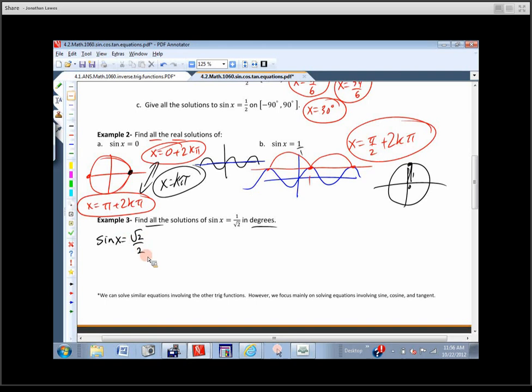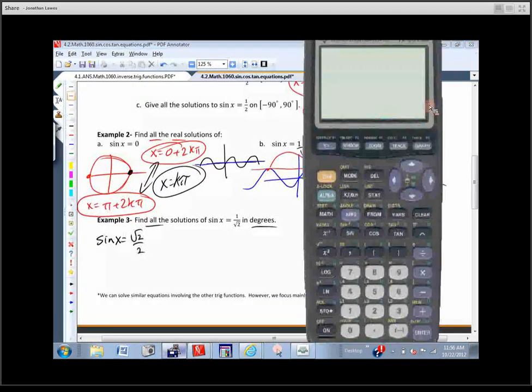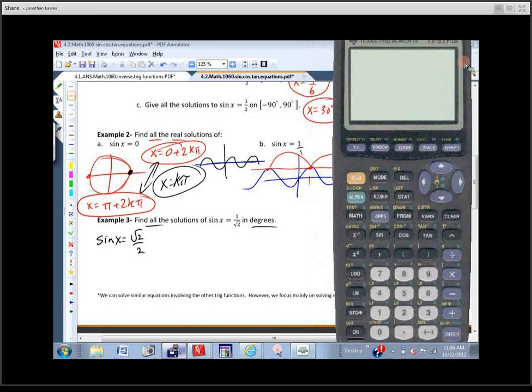If that's not familiar enough, you can write it like that. Got it? Think you got it? Check with your neighbor. See if they got the same thing.